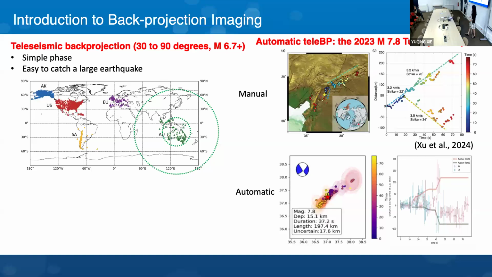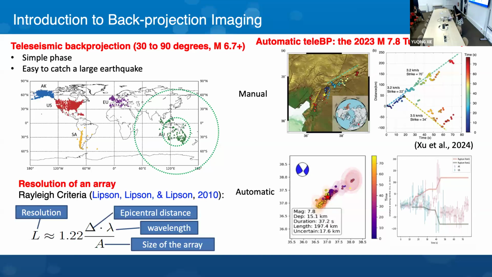So what can we do to increase this resolution? This is the equation between the resolution of the back projection and the parameters of an array. To increase the resolution further, you can either decrease the epicentral distance to use local stations, or use a higher frequency band, or use a larger array. This is challenging because the higher the frequency you use, the lower the coherence, so the result will be very unstable.